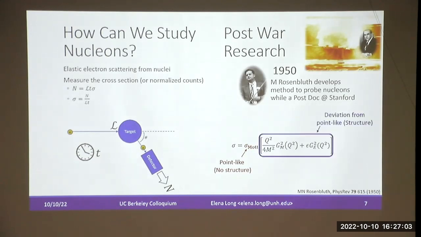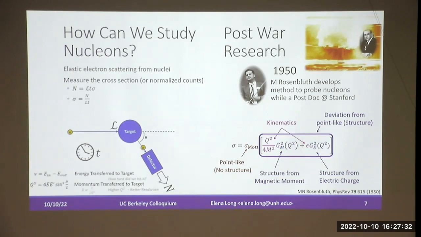Where Rosenbluth comes in is he adds these additional terms that can explain deviation from this point-like structure. And in particular, he has these two structure terms called form factors that give us information on the electric charge structure and the magnetic charge structure inside the proton and neutron. These points in pink in here are related to kinematics, the experimental setup for what's going on.